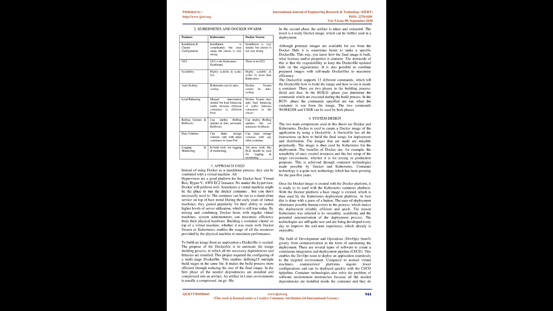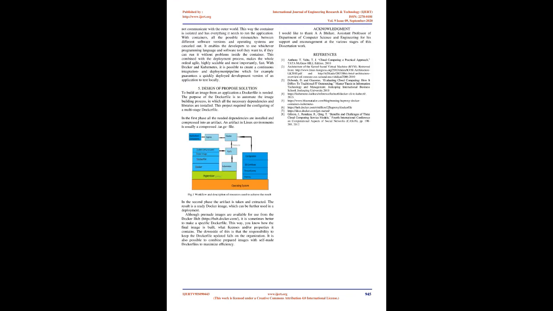Although pre-made images are available for use from Docker Hub, it is sometimes better to make a specific Dockerfile. This way, you know how the final image is built, and what licenses and/or properties it contains. The downside of this is that the responsibility to keep the Dockerfile updated falls on the organization. It is also possible to combine prepared images with self-made Dockerfiles to maximize efficiency.